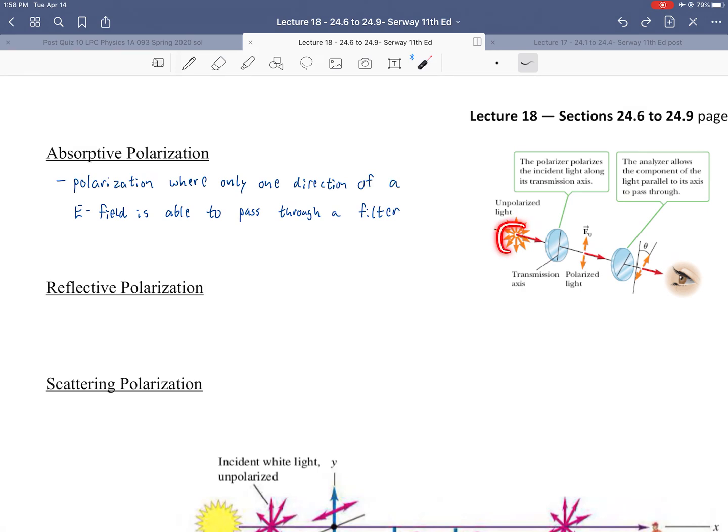The rest of the electric field and its associated energy just got absorbed into the filter, so the filter would have to heat up. Okay? We're not concerned about exactly how much it does, but that's conservation of energy.